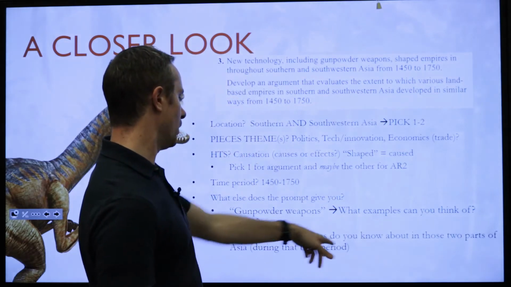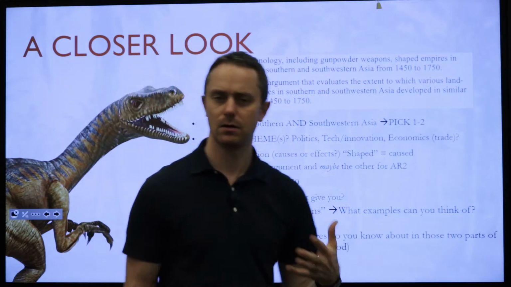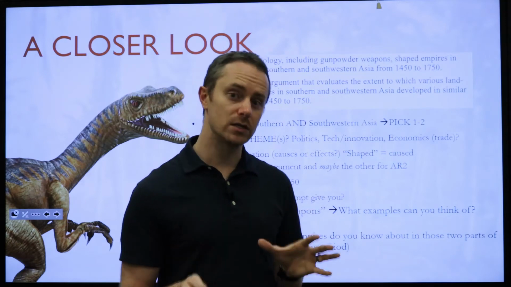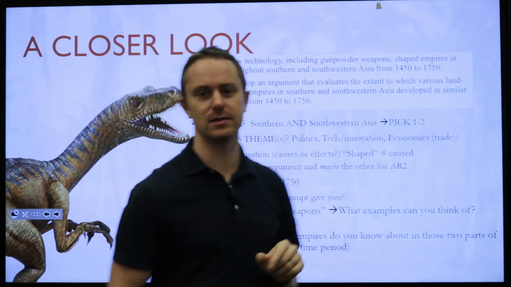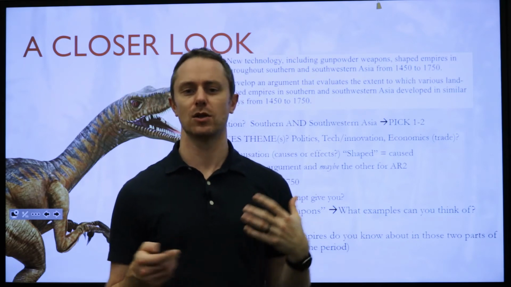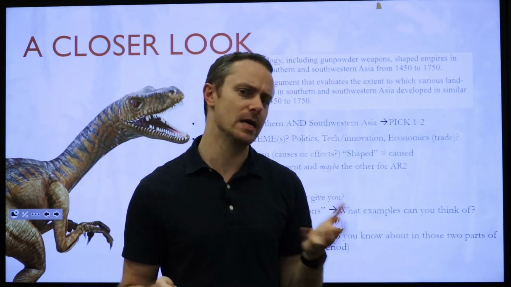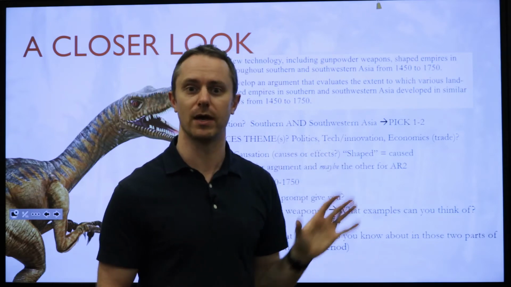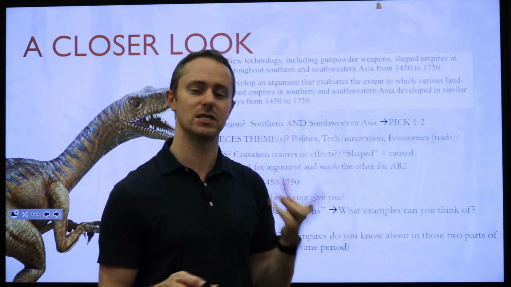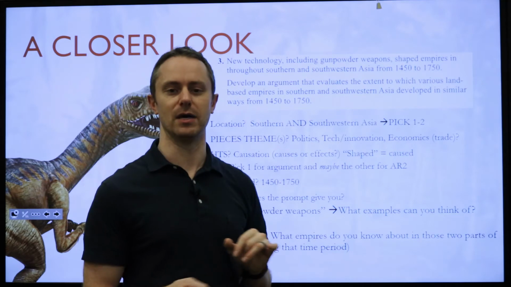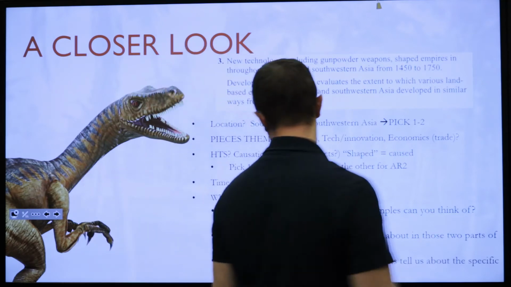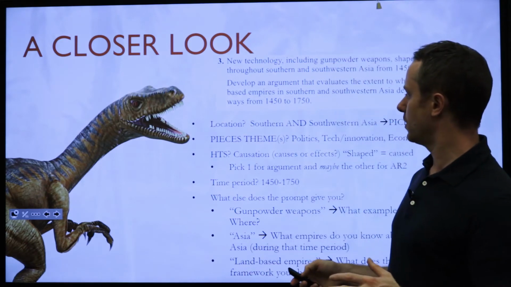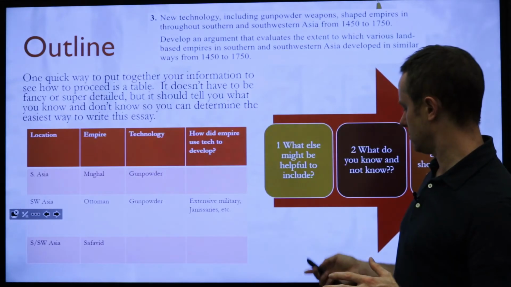Okay? Asia. What empires do you know about in those two parts of Asia? Right? You've got the Ottomans, you've got the Safavids, you've got the Mughals. You've got choices. And remember, they have to be land-based. What that simply means is the empire wasn't largely a maritime empire like, I don't know, England. Okay, England doesn't work for Southern Asia right now. They get to Southern Asia as their empire expands, but we're not going to be talking about that sea-based empire, that maritime empire. Focus on land-based, okay?